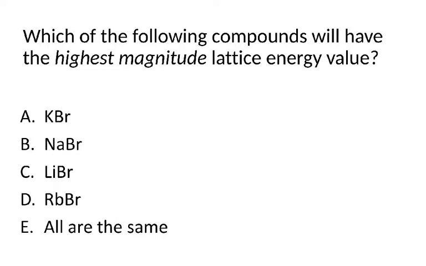Next question, which of the following compounds will have the highest magnitude lattice energy value? These are all bromide compounds. So potassium, sodium, lithium, or rubidium bromide. The highest magnitude is going to be the smallest radius. And out of those, the answer is lithium.